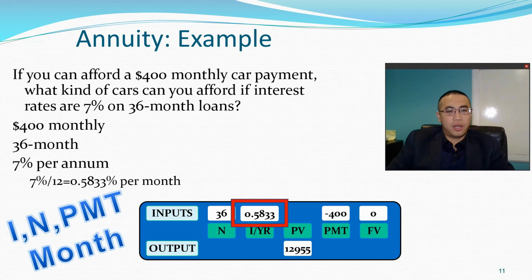So just to echo what I just said, if you have a question like this, when the payment is not made on an annual basis, you have to convert everything to a monthly basis. So this is the number of months, this is a monthly rate, and this is a monthly payment.